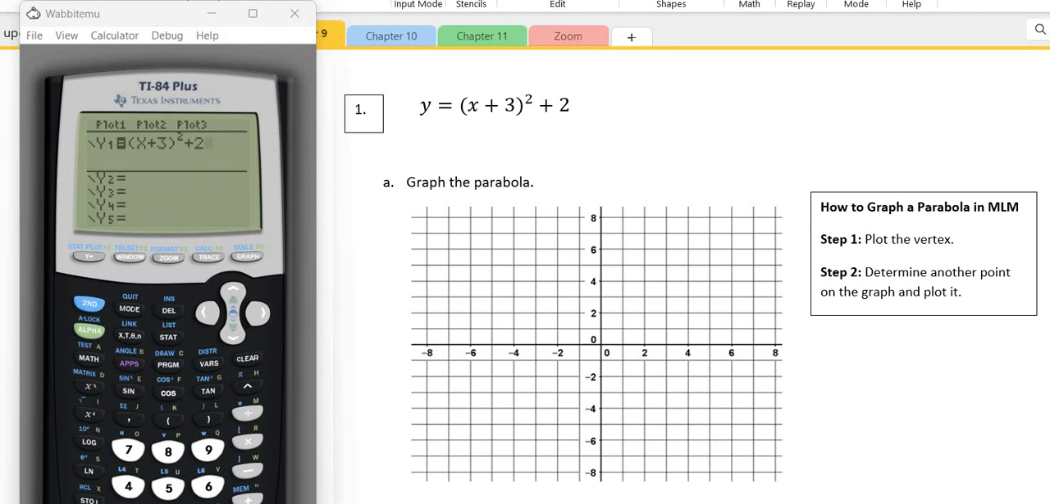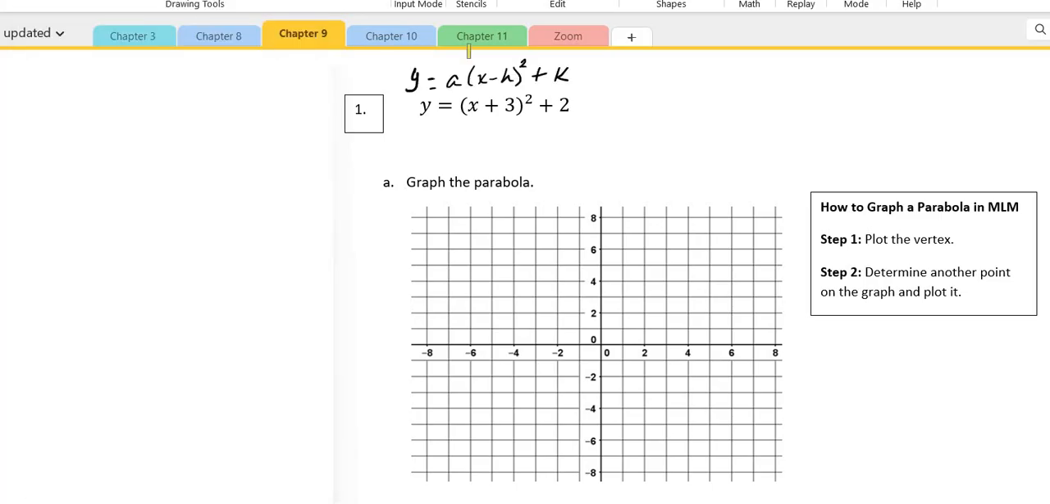I'm going to use my vertex formula. So you can see here that my formula doesn't quite match up because I need to have subtraction in my formula and I've got addition, so I need to rewrite my equation. Now I can see that h is going to be negative 3 and k is going to be positive 2. So my vertex is the point negative 3, 2.